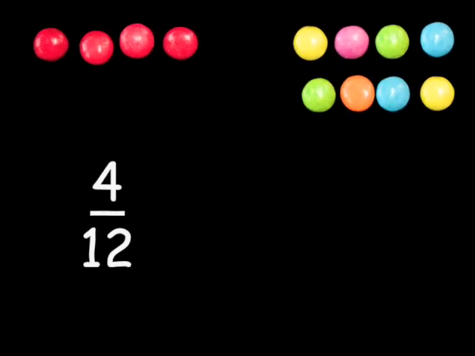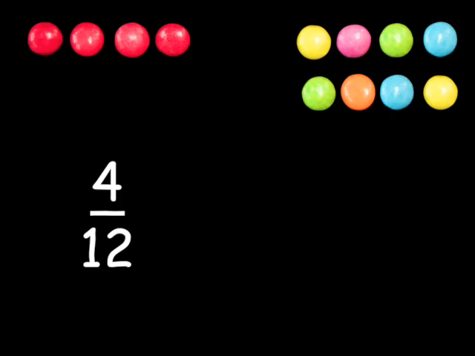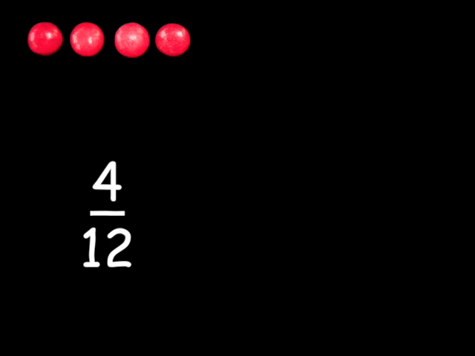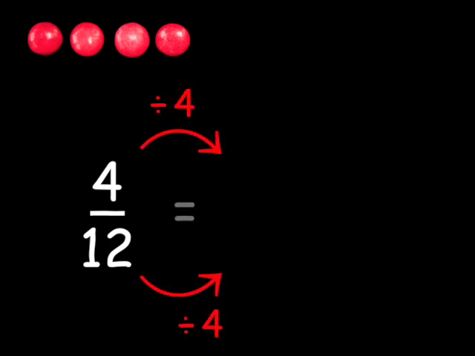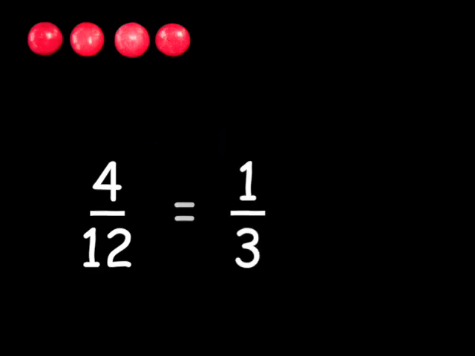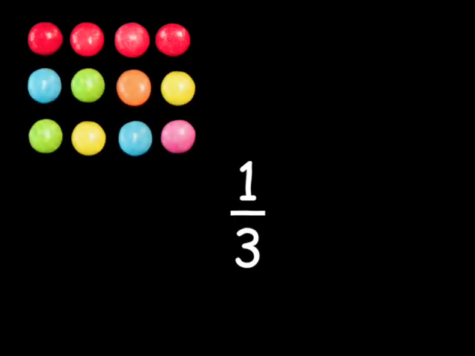Here are 12 coloured sweets. What fraction of the sweets is red? The answer is 4 out of 12. We write this as 4 over 12. If you divide top and bottom of this fraction by 4, it's the same as 1 over 3. See the video on equal fractions if you're not sure about this. So 1/3 of the total group of sweets is red.